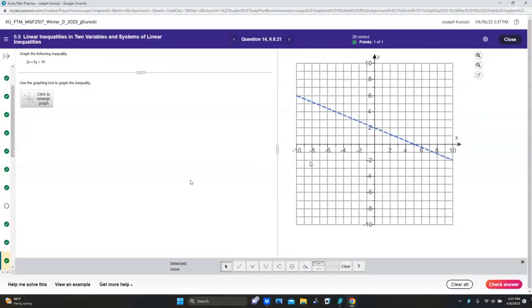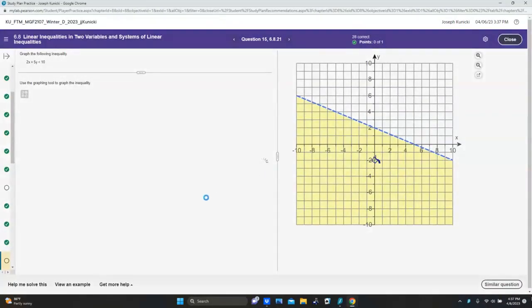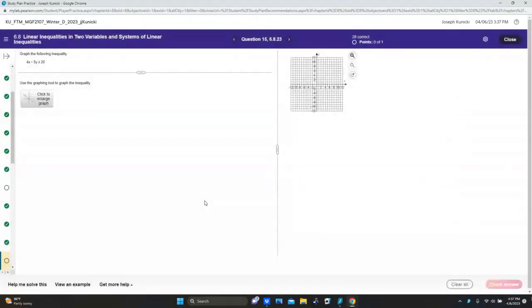And now when I plug in (0, 0), it's true. 0 is less than or equal to 10. So I take the paint bucket below the line. See, this one was set up in general form. So rather than try to use the intercept and the slope, I just used the intercepts on this one. That's why we studied all those different mechanisms to draw lines, just to make it easy on ourselves.